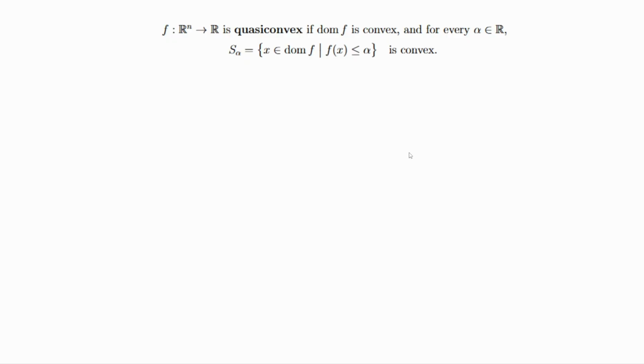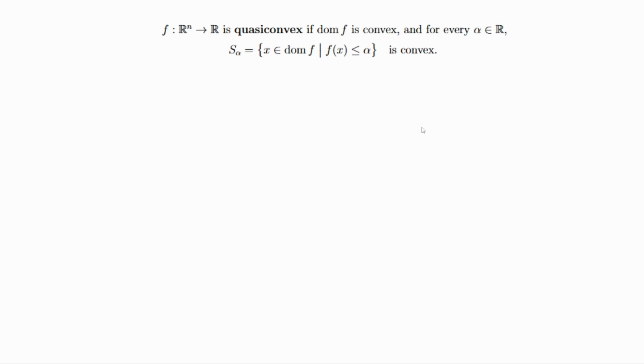So formally, here's the definition. A function f from R^n to R is quasi-convex if the domain of f is convex, and for every real alpha, the sublevel set is convex.